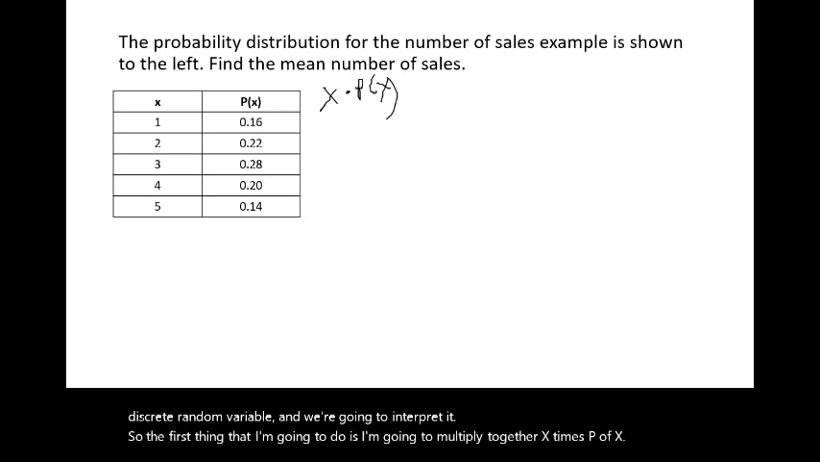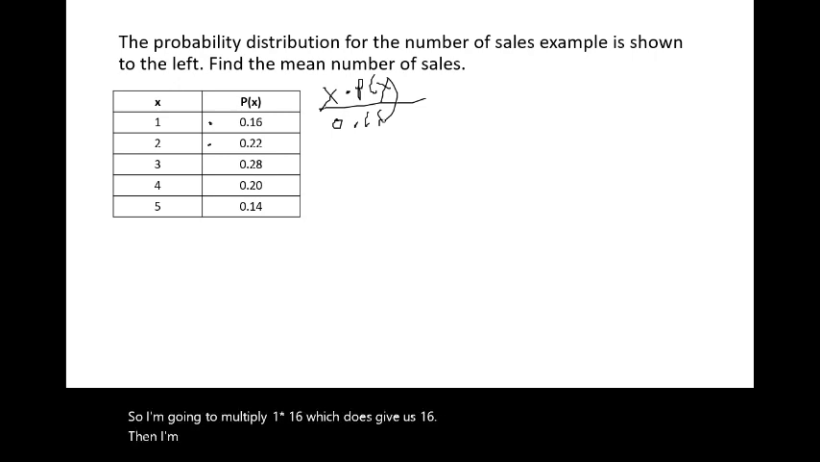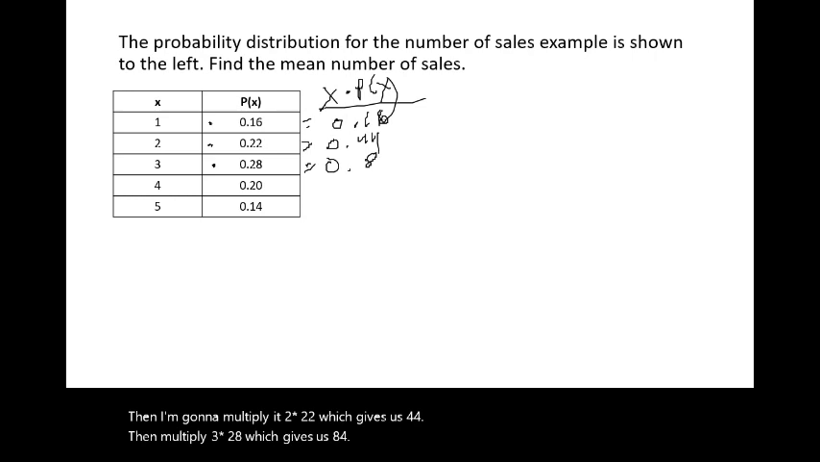So I'm going to multiply 1 times 0.16, which does give us 0.16. Then I'm going to multiply 2 times 0.22, which gives us 0.44. Then multiply 3 times 0.28, which gives us 0.84. Then I'm going to multiply together 4 times 0.20, which is 0.80. Then we're going to multiply 5 times 0.14, which is 0.70.